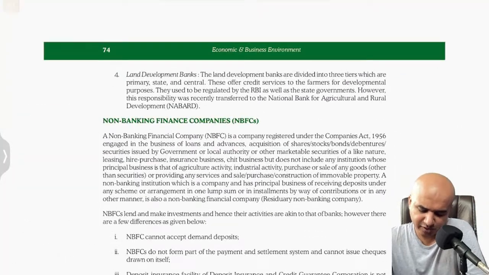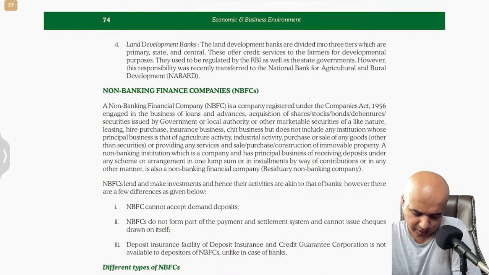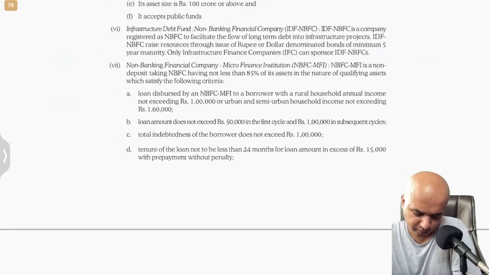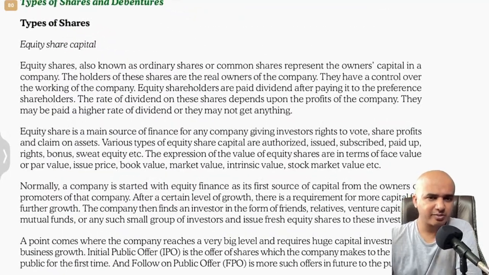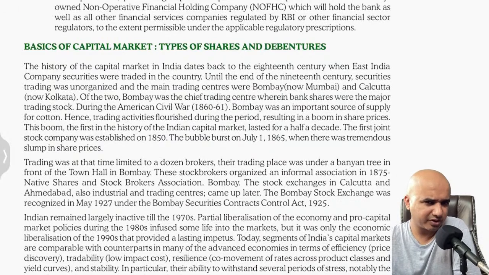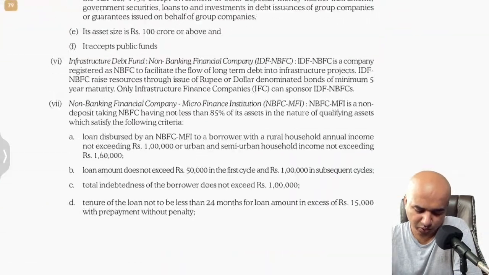Okay, these are all about different types of cooperative banks and rural development banks, regional rural banks. Sorry, I won't touch upon that, but instead I will directly go to types of shares and debentures. Because these are all fairly self-explanatory, there's too much data there, which is good, but there is nothing for me to explain there. So please go through all this.